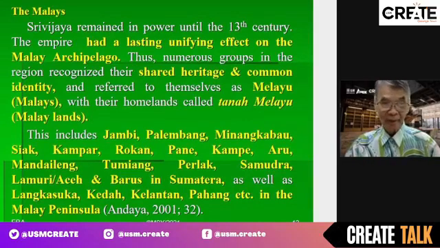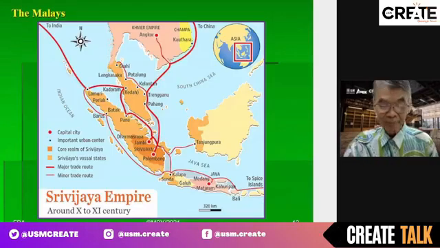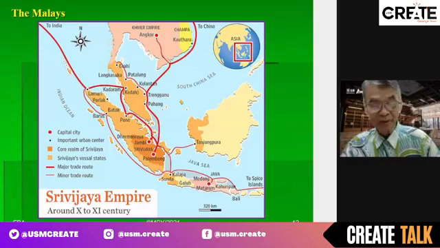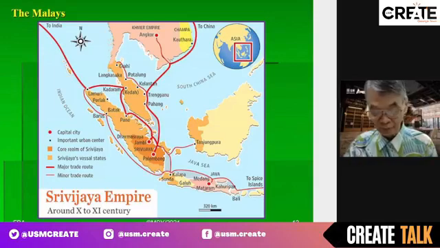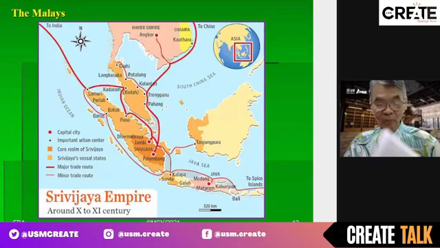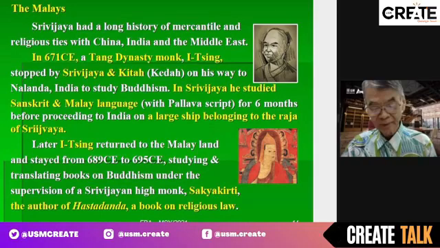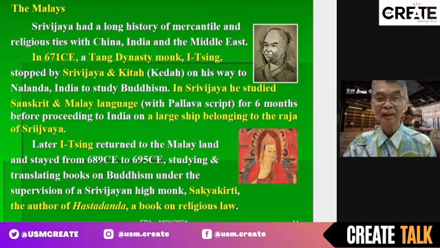Okay, and here is a map of Sriwijaya. Sriwijaya is based in Palembang, but controls not only the Straits of Malacca, but also the seas surrounding the peninsula as well as the bigger islands there, Sumatra and Java. Sriwijaya had a long history of mercantile and religious ties with China, India, as well as the Middle East.